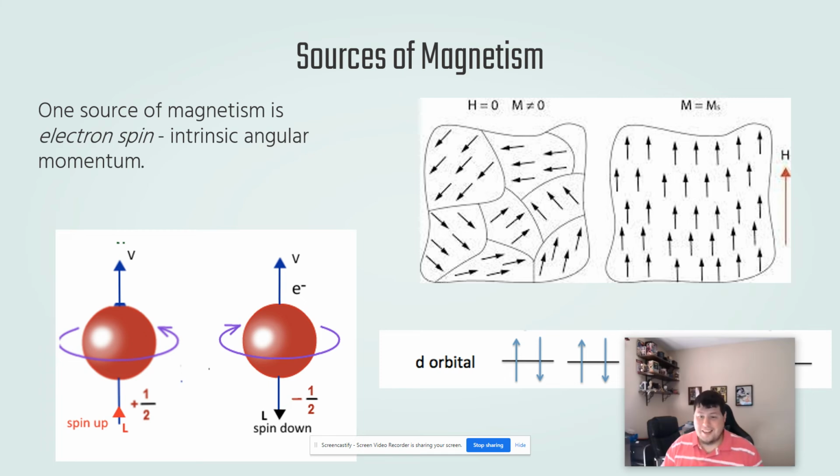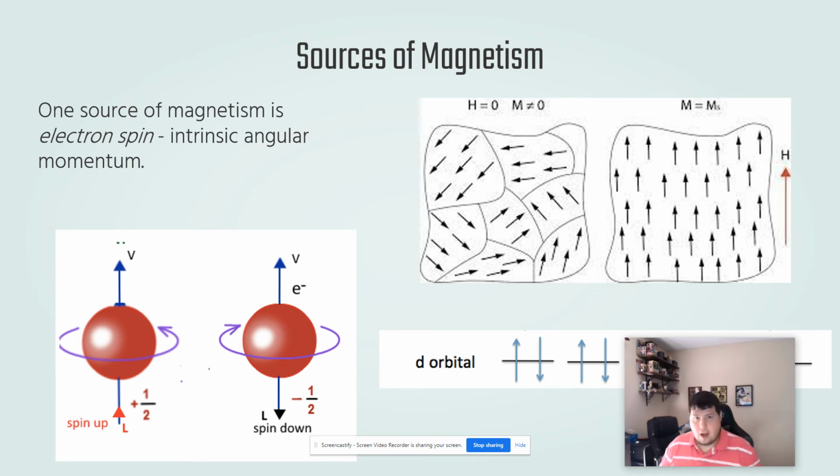Now, electron spin is a loaded term. It is useful to think about it like an electron spinning on its axis, but electrons, remember, aren't little teeny tiny spheres. They're much more complicated than that. They have a dual nature of wave and particle. So electron spin isn't literally an electron spinning. The fancy term for it is intrinsic angular momentum, but it's a useful way of thinking about it.